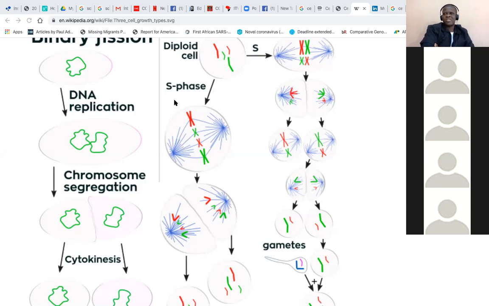Now, what happens at the G1 phase and what happens at the S phase? What is the difference in those phases? At the G1 phase, like I said, the cell grows and it divides. Then at the S phase, the cells are copied, the DNA is replicated. Okay, that's a good try.